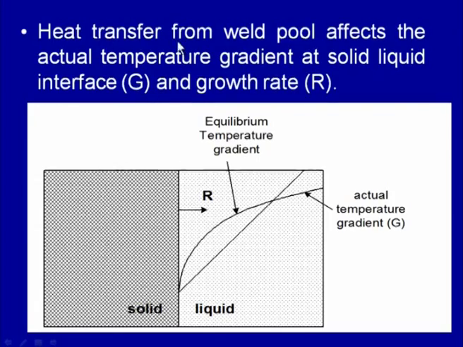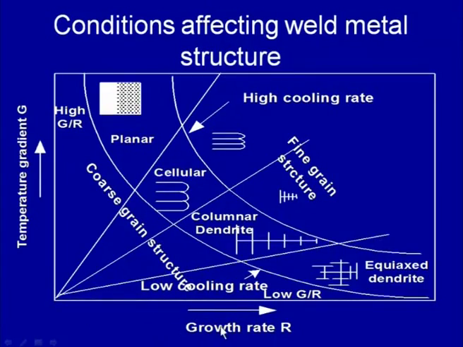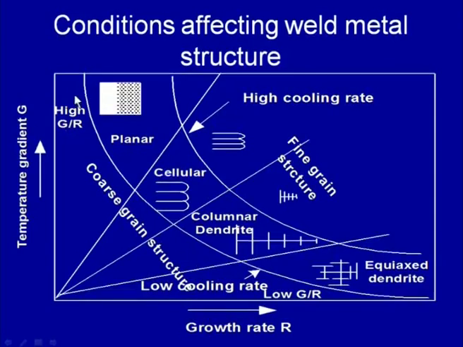These two factors significantly affect the mode of solidification which will be experienced by the weld zone. Heat transfer from the weld pool affects the actual temperature gradient at the solid-liquid interface and the growth rate. These two parameters significantly dictate the kind of grain structure which will be developed. If we see here, on the x axis we have growth rate, that is R, and the temperature gradient, that is G, on the y axis. If we take a high value of G and a low value of R, then we get planar solidification. So, here the entire plane is developed.